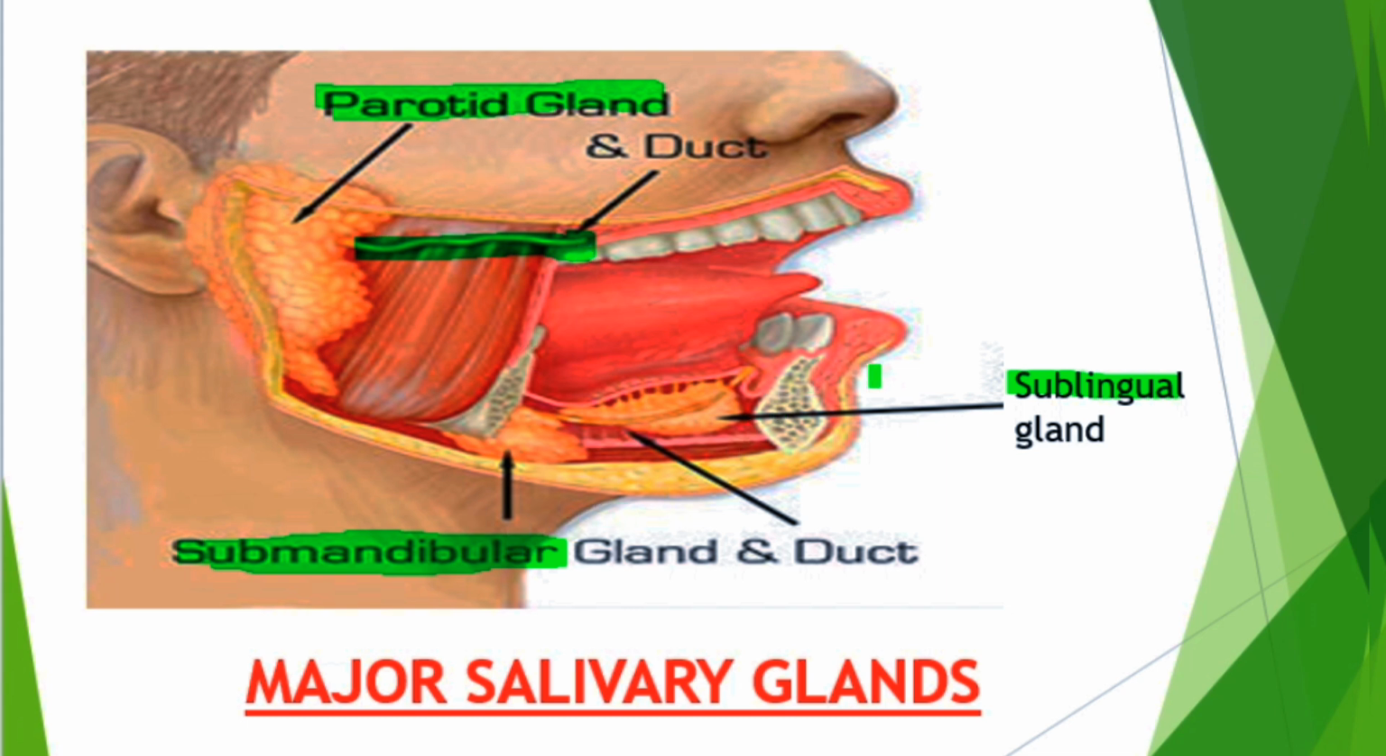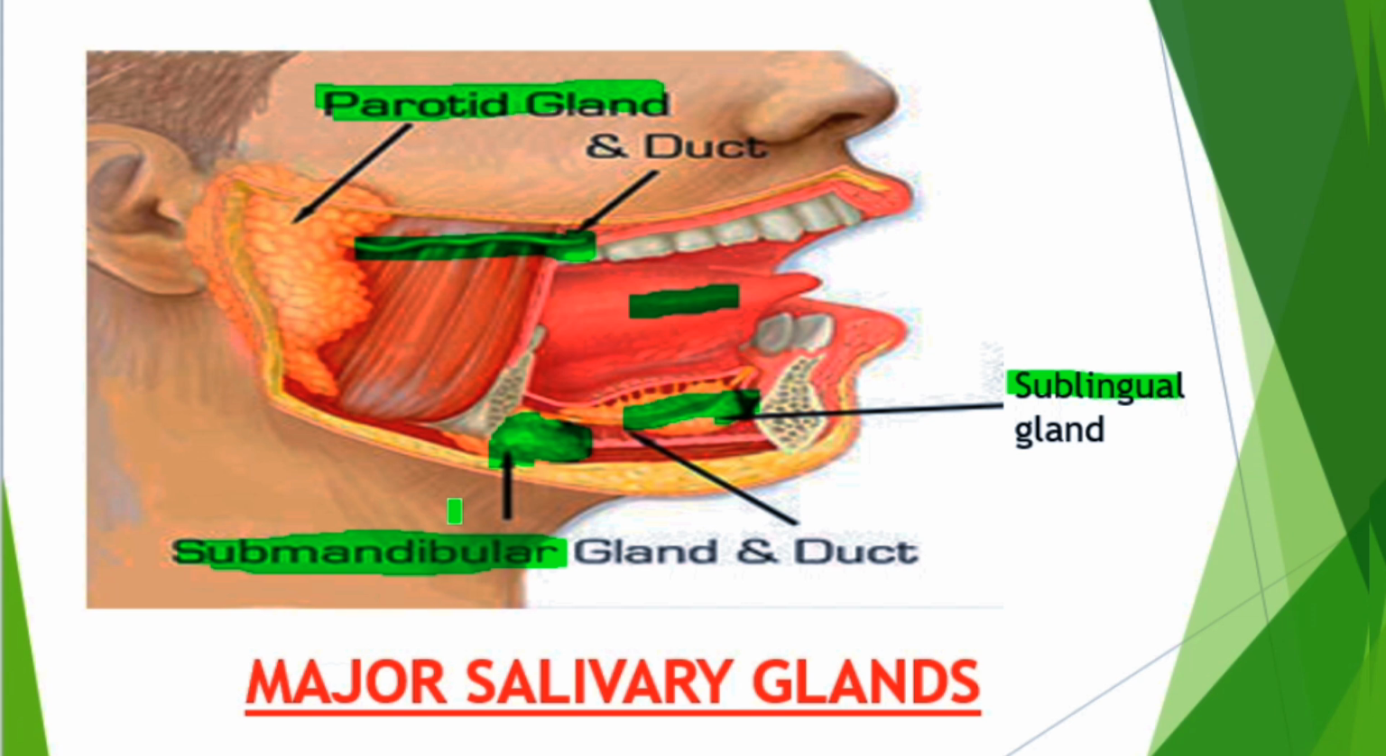The second one is the sublingual gland. This is basically present at the lower side of the tongue. So this is the tongue, while this sublingual salivary gland is located below the tongue. So this is the location of the sublingual gland. The third one is the submandibular glands. The location of the submandibular gland is mainly the lower jaw. So here is where the submandibular gland is located.